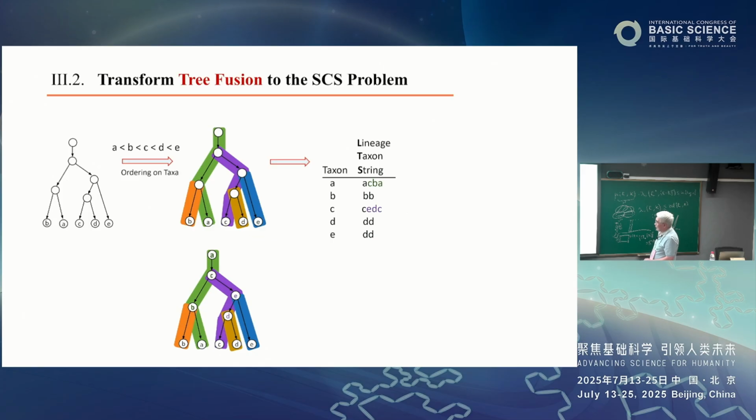To do this, we need the ordering of taxa. So this is important. Here we consider the alphabetical order. Then from here, we can decompose this tree into a disjoint process. What we do is very simple. So here this is the first character. We move from this label up until we reach the root.